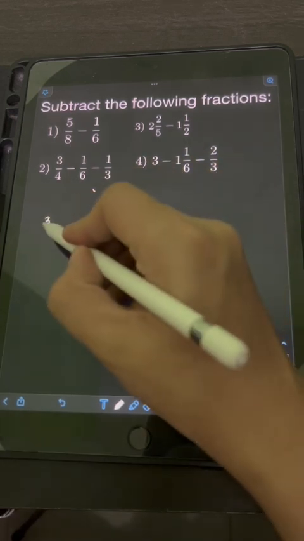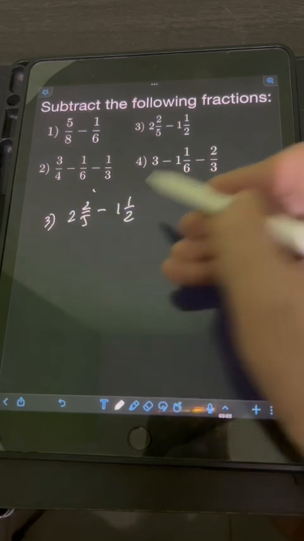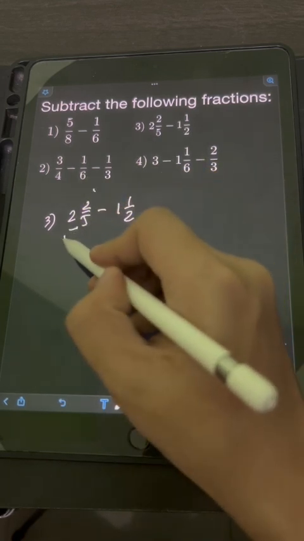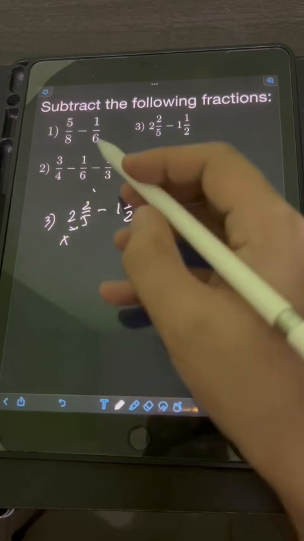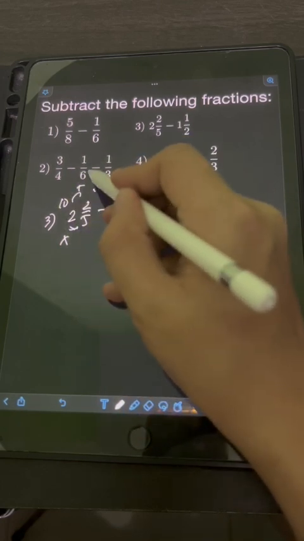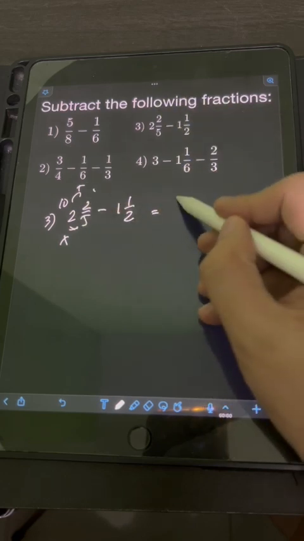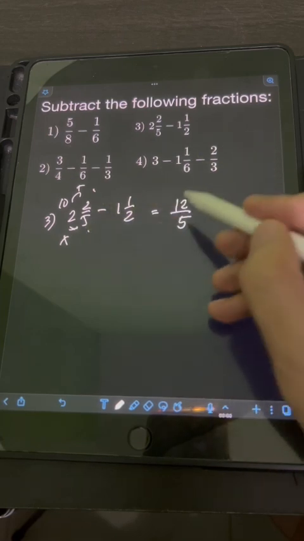For number 3, we have 2 and 2/5 minus 1 and 1/2. This time we are subtracting two mixed numbers. If that's the case, we transform first the mixed numbers into improper fractions. For 2 and 2/5, we multiply the denominator 5 by the whole number 2. 5 times 2, that's 10. Then add the product to the numerator 2. So we have 10 plus 2, or 12. And then over the same denominator of 5.